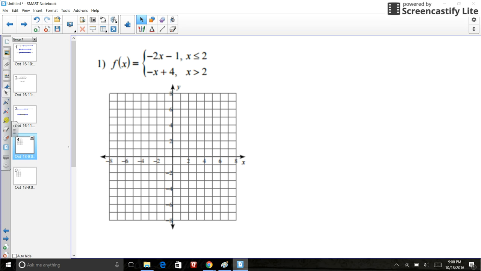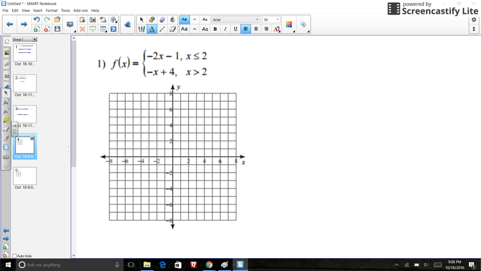My question says f of x is happening in two different pieces. The first piece is negative 2x minus 1 when x is less than or equal to 2. And the second part is negative x plus 4 when x is greater than 2.